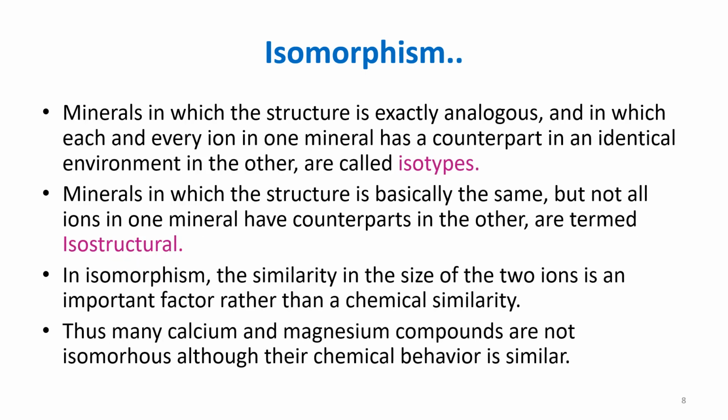Minerals in which the structure is exactly analogous, and in which each and every ion in one mineral has a counterpart in an identical environment in the other, are known as isotypes.